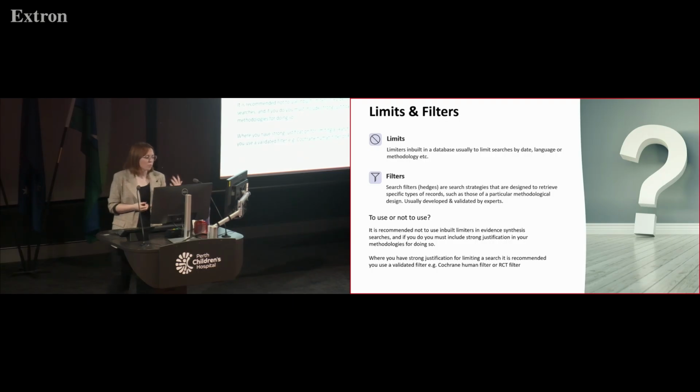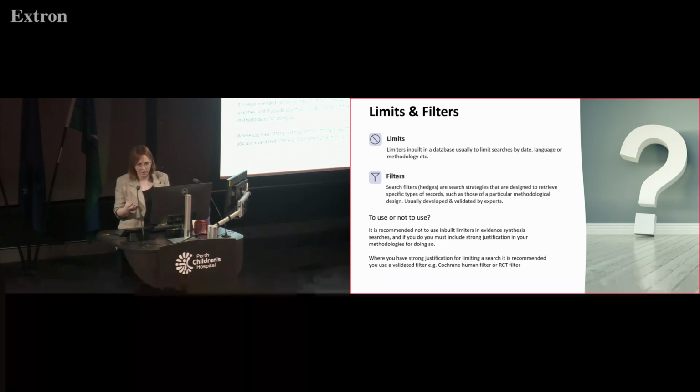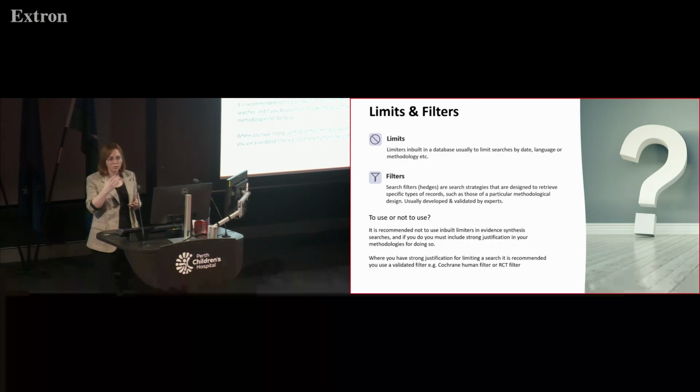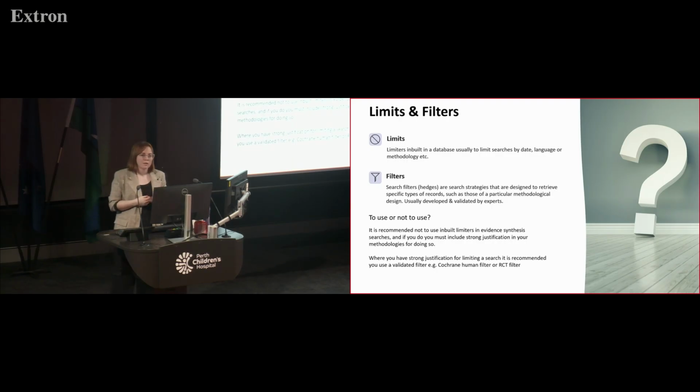So as I said, it's not recommended to use them, but there is one time where you would use a date limiter, and that's if you're rerunning your search. So say it's been 6 months, 12 months since you first ran your search for your review. You'll want to rerun the search to pick up anything new that's come out since the first search was run, and that's when you would use a date limit.